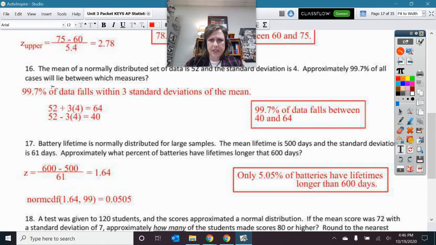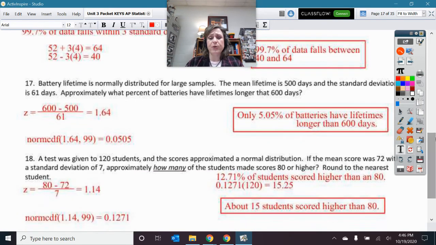Here, so this one said, approximately 99.7% of all cases will lie between which measures? Well, so I know that 99.7 is a magical number of 3 standard deviations above the mean and 3 standard deviations below the mean. So I came over here and I said, okay, the mean plus 3 standard deviations is 64. The mean minus 3 standard deviations is 40. And so therefore I know that 99.7% of data is between 40 and 64.